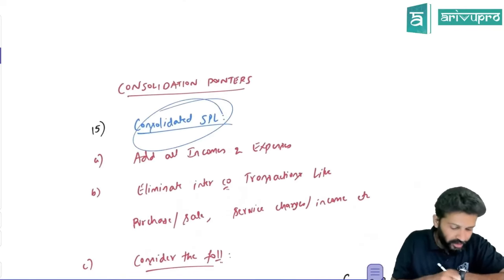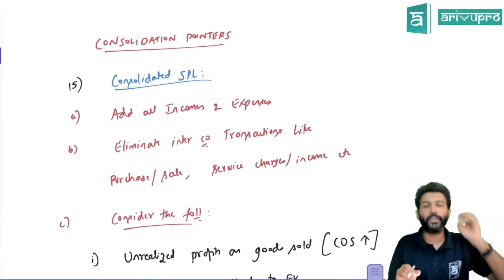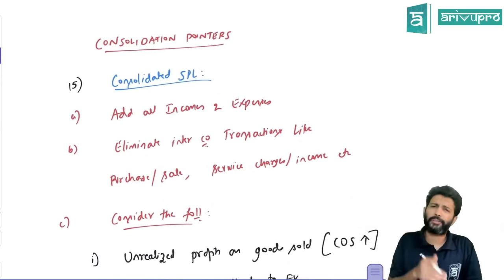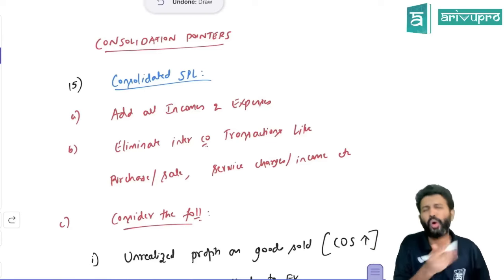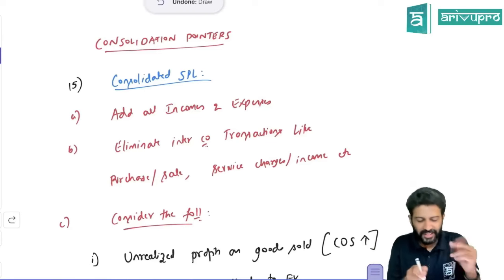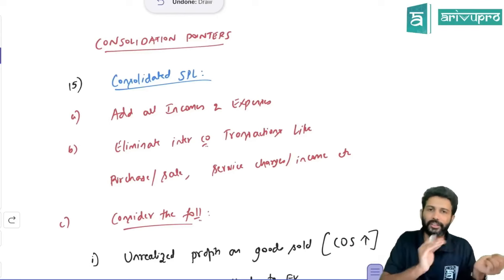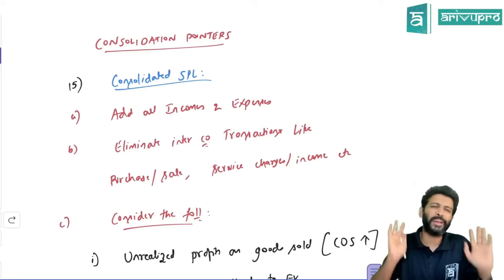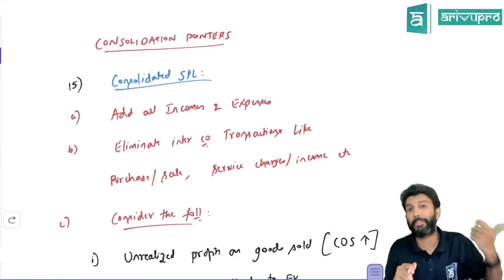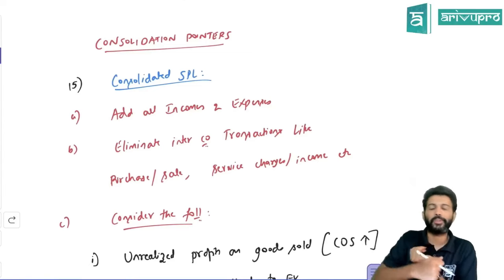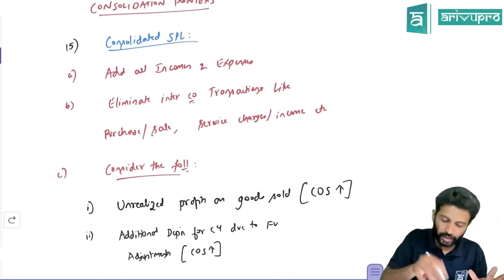Next is consolidated SPL pointers. Consolidated SPL is also very straightforward. Take the parent's income and expenses, take the subsidiary's income and expenses, and go on adding line by line, one by one. If there is any intercompany transaction, like the parent sold goods to the subsidiary, for the parent it is sales, for the subsidiary it is purchase, both will be eliminated. Or the parent gave some service to the subsidiary company and charged some money. For the parent it's an income, for the subsidiary it's an expense. That intercompany transaction is also eliminated. That is one.